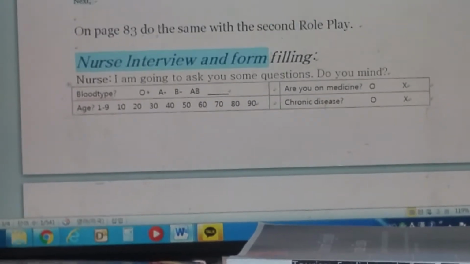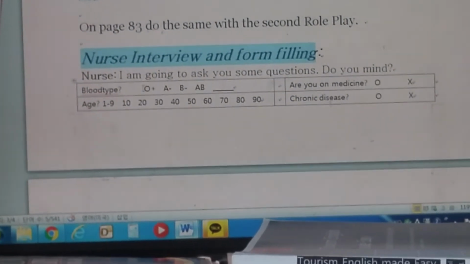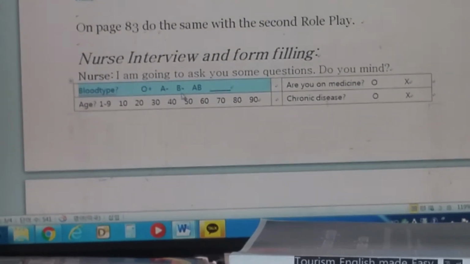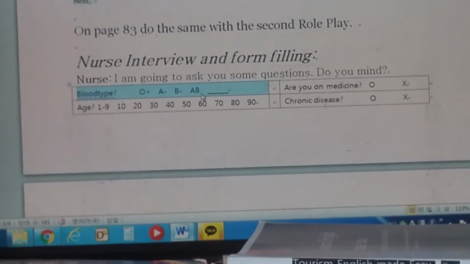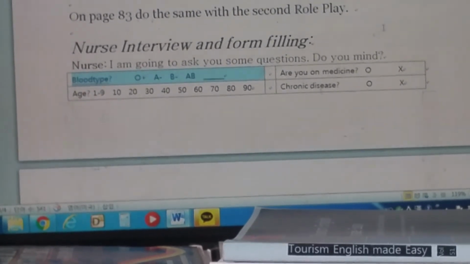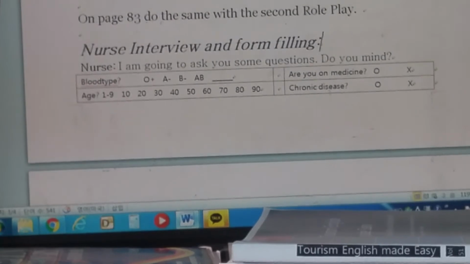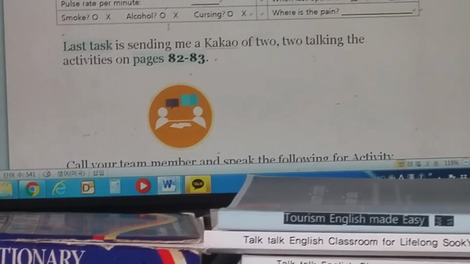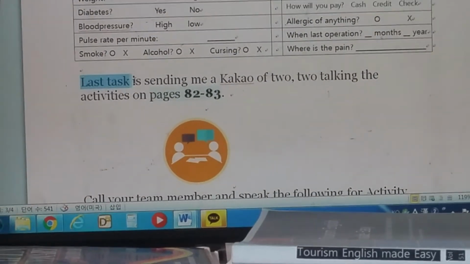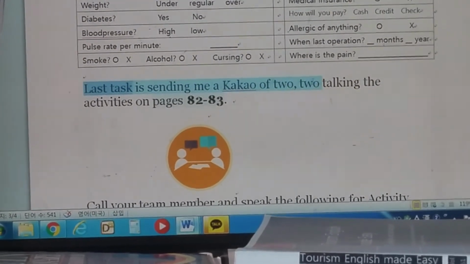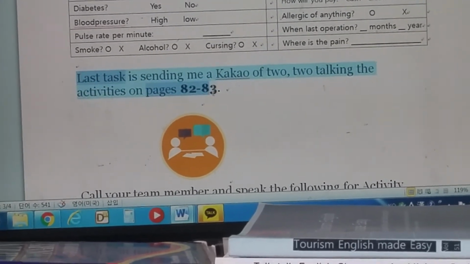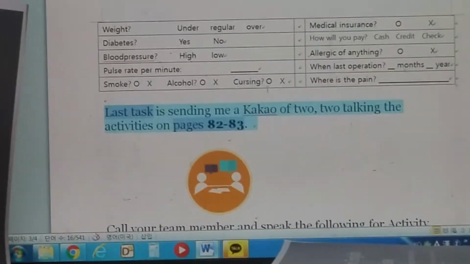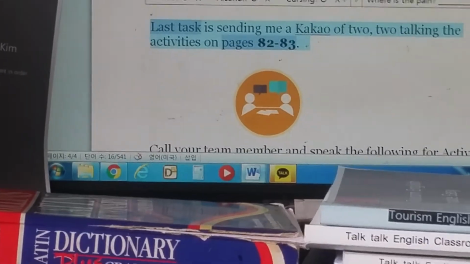Now the nurse interview, what I talked about is here, right in front of you. What is your blood type? You ask. O plus, A plus, A minus, B minus, AB, or something else. So students, do this. Do these two. Now, last task is send me a kakao of 2 talking the activities on pages 82 and 83. Send it to me.